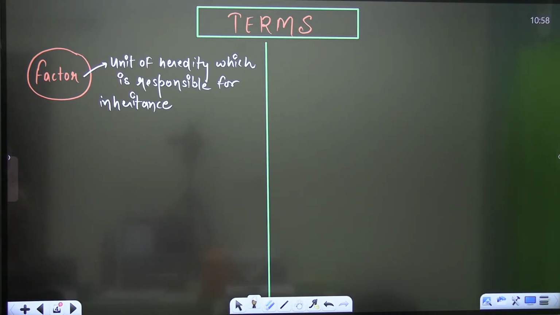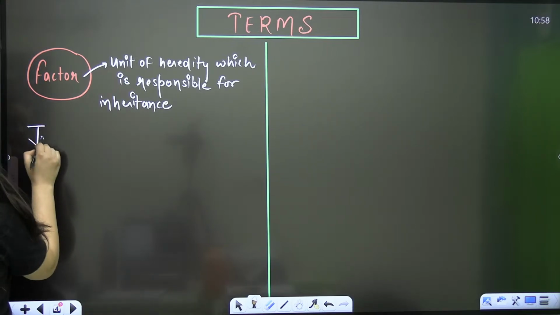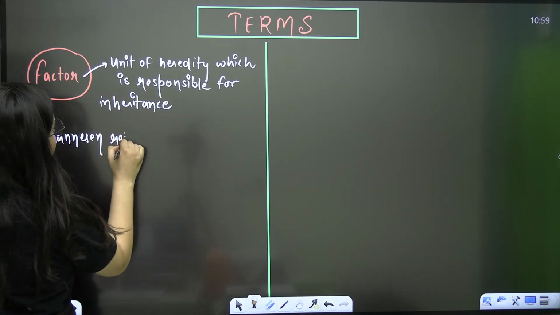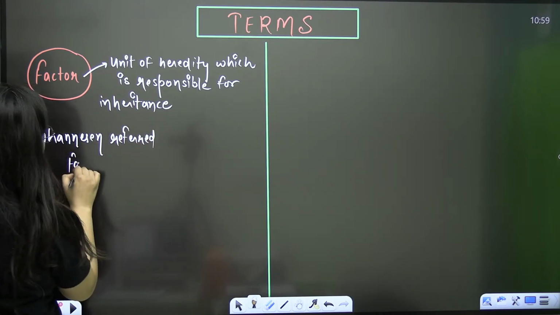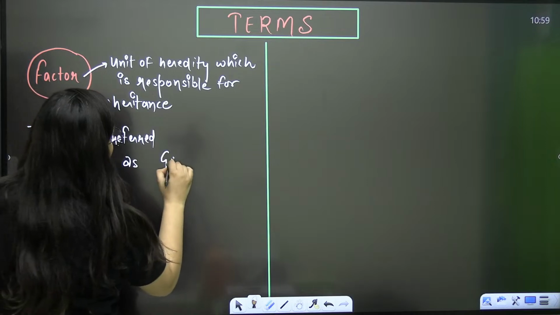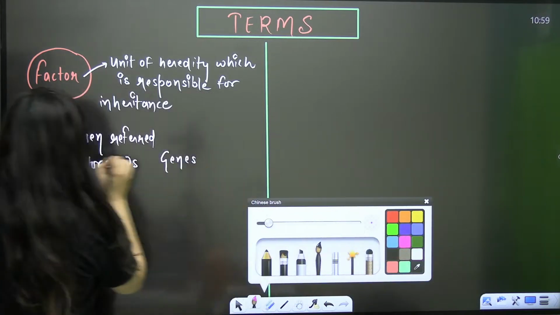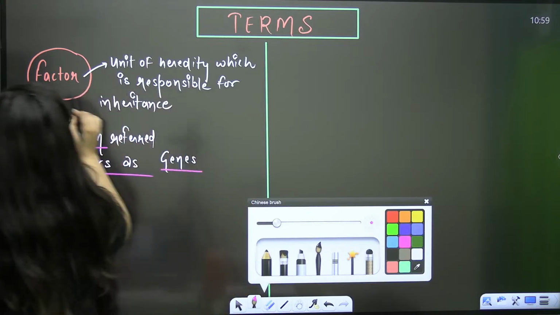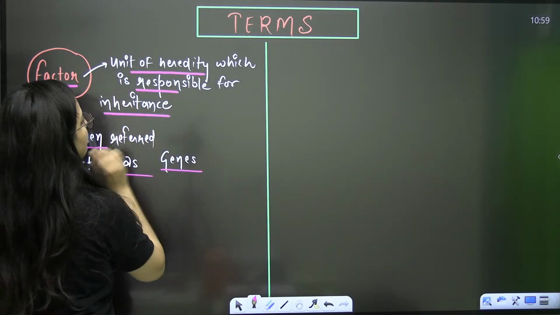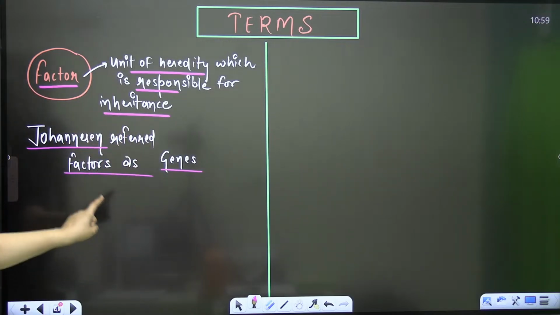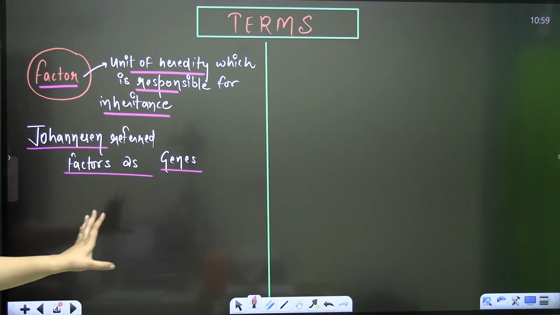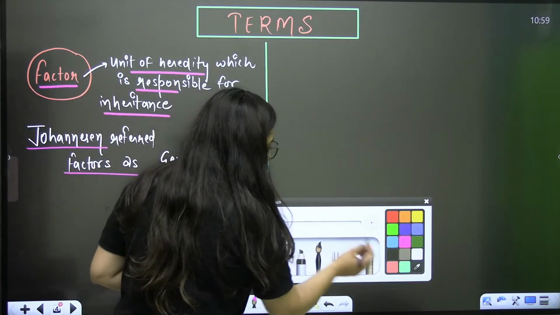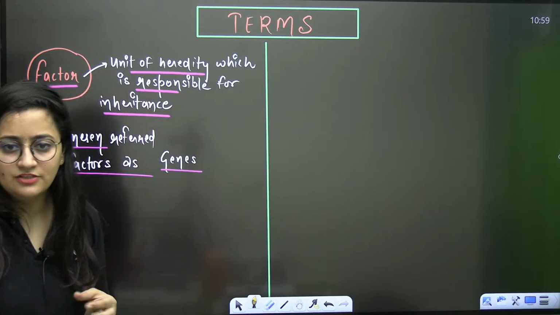Clear? So Johannsen referred to factors as genes. Okay, Johannsen referred to factors as genes. Clear? Done? So factor is the unit of heredity which is responsible for inheritance, and now we are calling it gene. Clear? So this is what we need to understand first, and that is gene. Now gene is the unit of inheritance, or the unit of heredity.